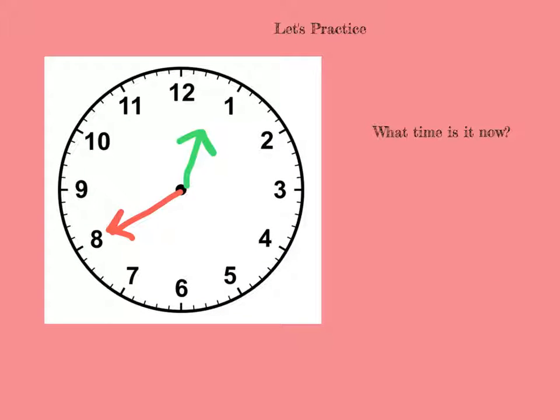Let's practice some more. Looking at this clock, we see that the hour hand is right in between the 12 and the 1, and the minute hand is directly pointing at this 8. This indicates that it is almost 1 o'clock because the hour hand is not directly on the 12, but not directly on 1. This is because it is at 40 minutes. So this shows us that this time is 12:40.